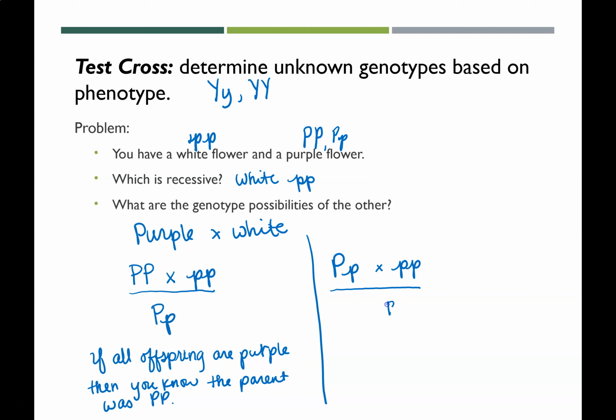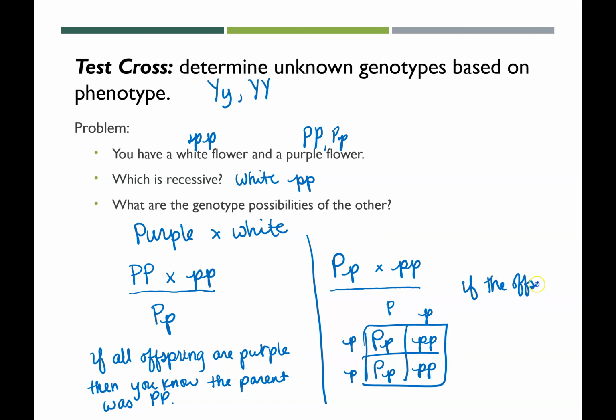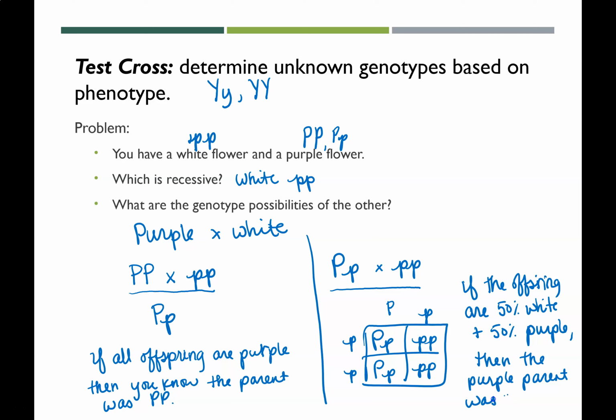Now, this cross over here, if we do it in a Punnett square, is the one where we get 50-50, 50% purple and 50% white. So if 50% of the offspring are white and 50% of them are purple, then you know that that purple flower was heterozygous. So for this one, you have to look at what offspring you have before you can determine the genotype. Once you know the ratios of the offspring, then you can work backwards to determine which genotype you have.